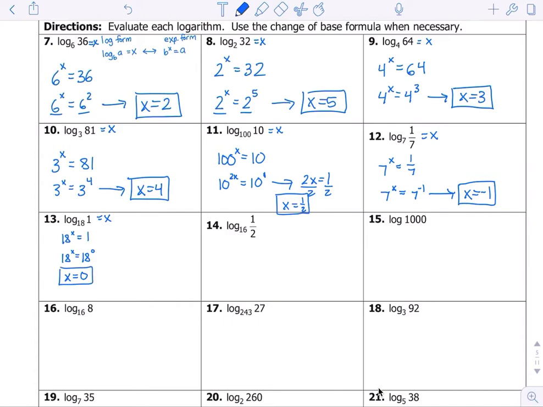14. The base to this has a power, so we're going to get 16 to the x is equal to 1/2. They both can be a base of 2. So 2 to the 4x is equal to 2 to the negative 1. Both have the same base, so 4x is going to equal negative 1. Divide both by 4. X is equal to negative 1/4.